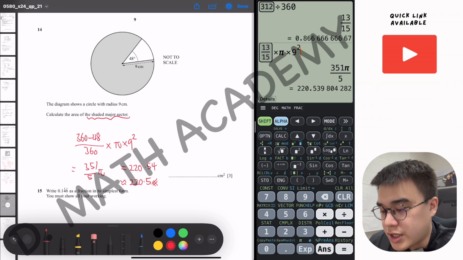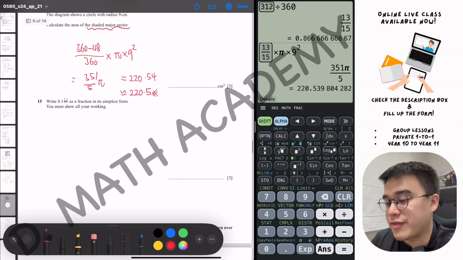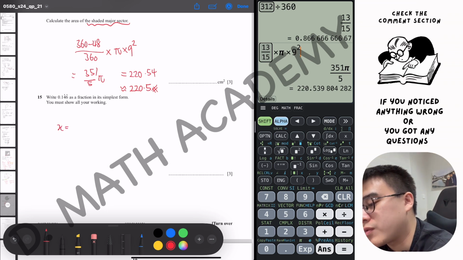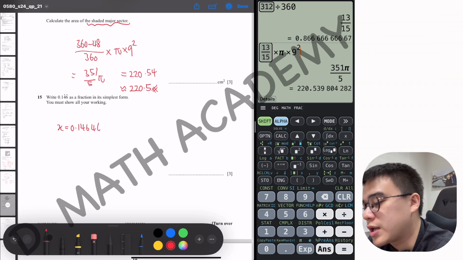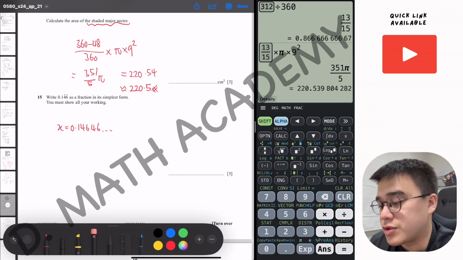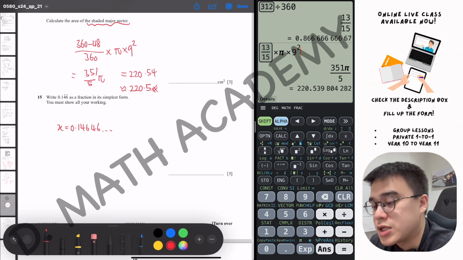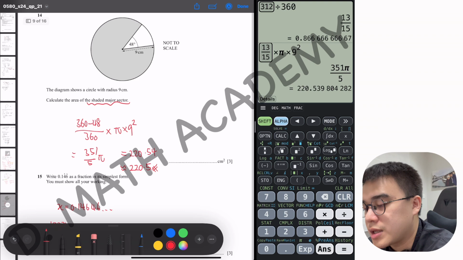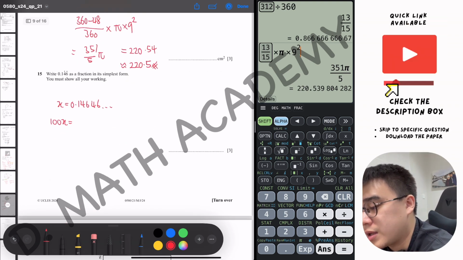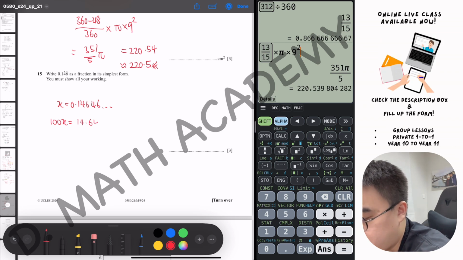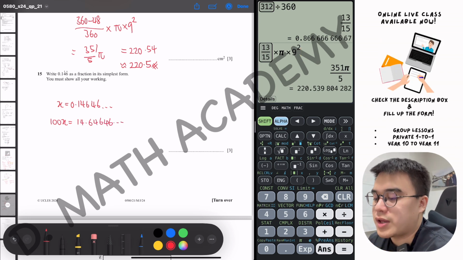Okay, so the next one is a recurring decimal, my favorite. Okay, so always write down the thing for 0.14646. Okay, you notice that the dots only appear on top of the 46, so the 46 is the one that repeated. So because there were 2 dots, I have to make 100x. So when I shift it by 100 times, it's going to be 14.64646. Okay, students often get confused.